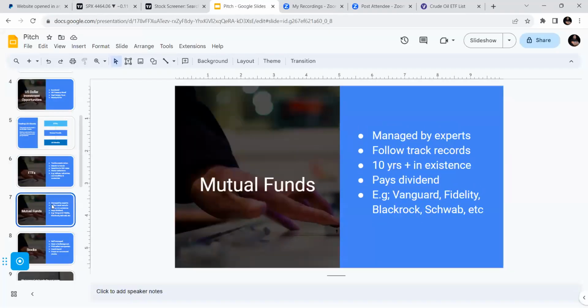So that is ETF. Then for mutual funds, these ones are managed by experts. They're managed by professionals. You select. If you want to select this kind of fund, you follow track records. I want to look for funds that have at least a history of positive results. And the mutual fund must have been in existence for at least 10 years. You don't want to buy into a mutual fund that is just coming up.